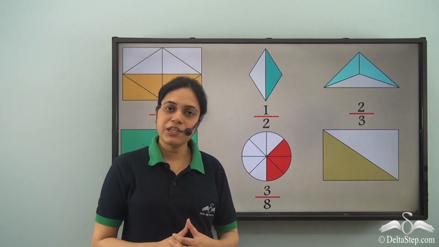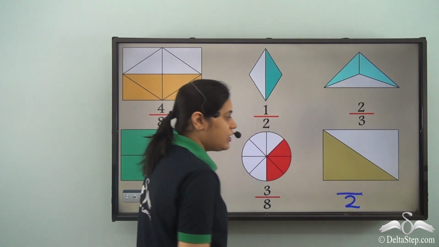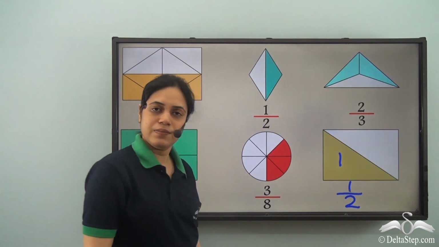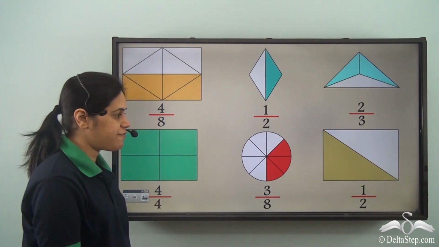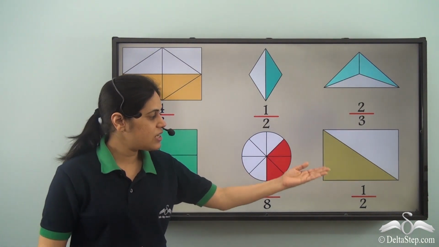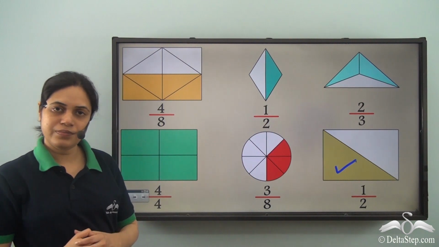Now what is this colored portion? So there are 2 parts and the colored portion is 1 out of 2 equal parts. So it is half or 1 by 2. So this 1 by 2 represents this colored portion.